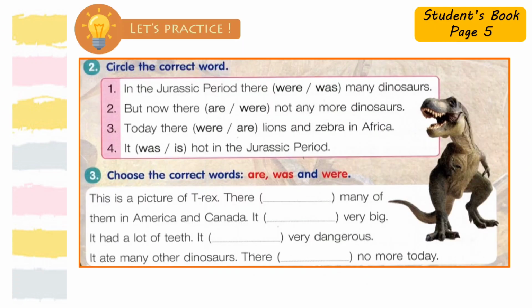Okay, let's practice. So this activity is also found in your student's book on page 5. I just cropped it so that it will be much bigger. So, number 2, circle the correct word. Number 1, in the Jurassic period, there were or was many dinosaurs. What's the answer?